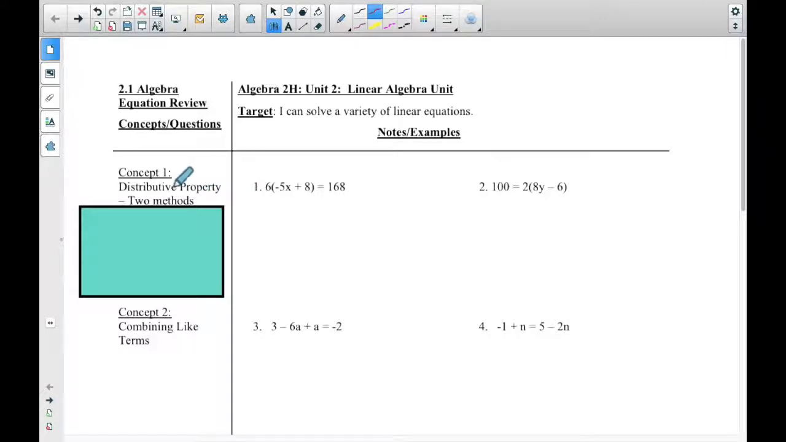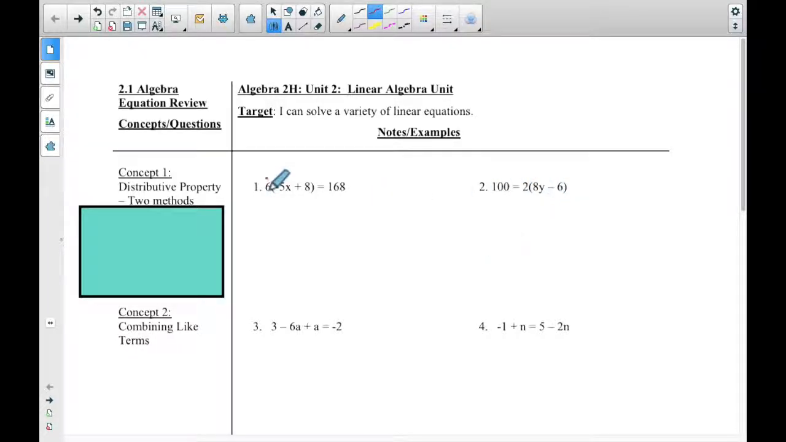First of all, when do you use the distributive property? Well, you use it when you've got multiplying on the outside and you've got adding or subtracting on the inside. And so also on number 2, we have multiplying on the outside and we have adding and subtracting on the inside. So both of these would be distributive property problems.